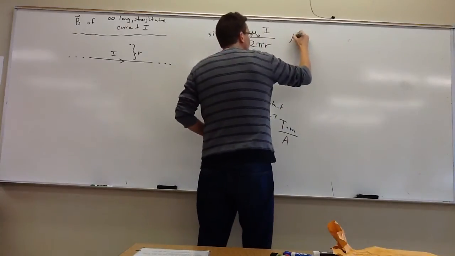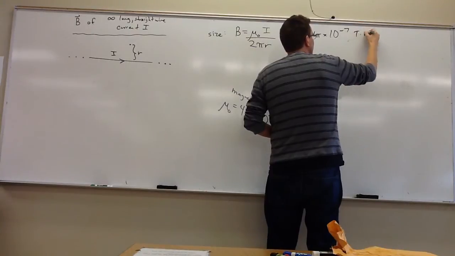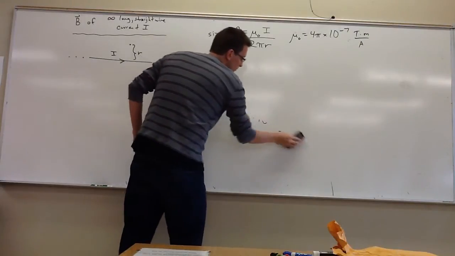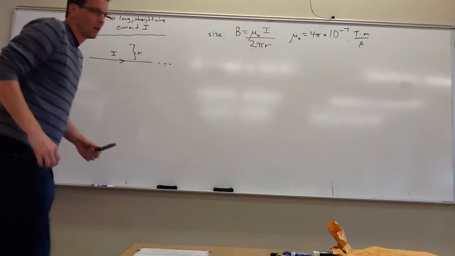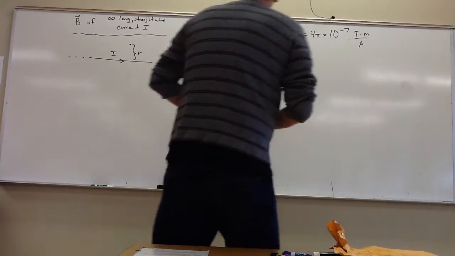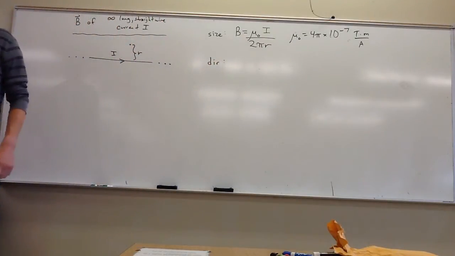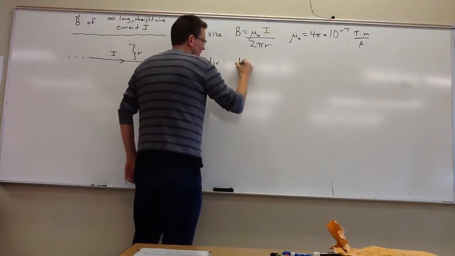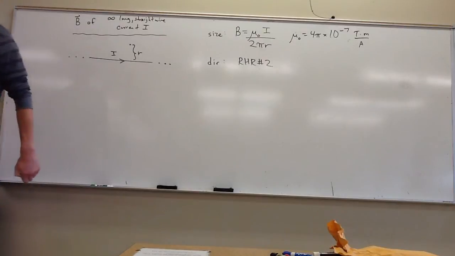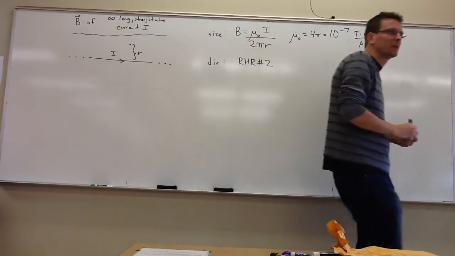Let me just recopy my constant over here: 4 pi times 10 to the minus 7 Tesla meters per amp. So the direction. It's another right-hand rule. Well, I shouldn't say it's another right-hand rule, it's another use of right-hand rule number 2. There are only 2 right-hand rules, so you just need to know how to apply them.